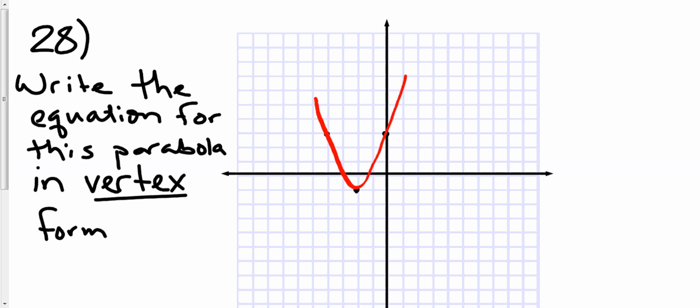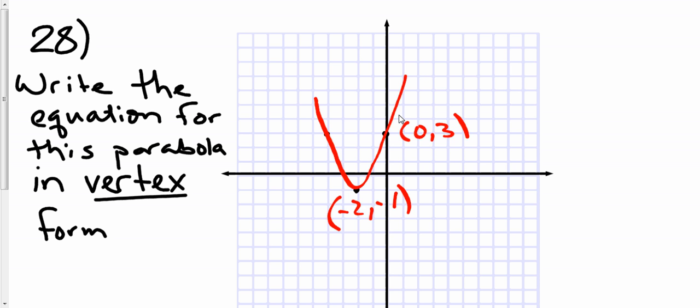I got 3 points on this problem. This is 28. What are these 3 points on 28? It's 0, comma 3, and it's negative 2, comma negative 1. Right? 28. Yeah, I'm not going to do 27 for you. I'm going to do 28 so that you can see how to do 27.